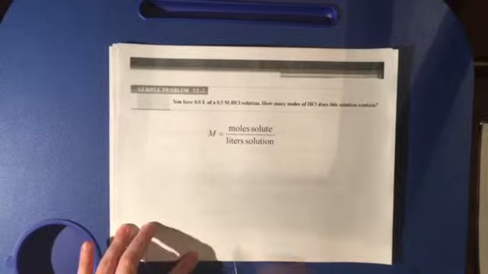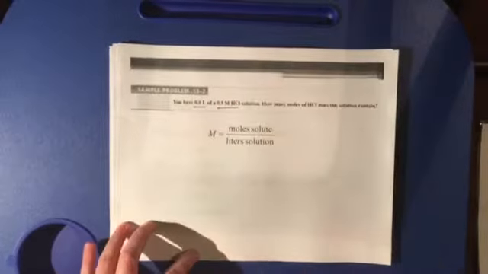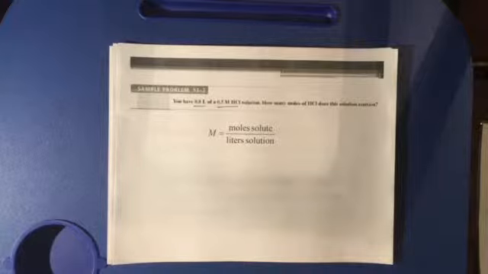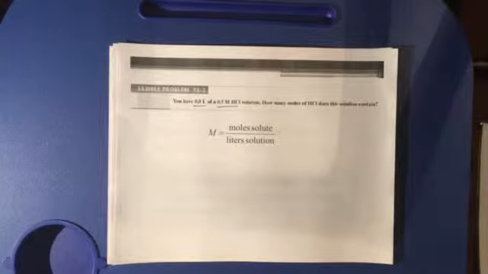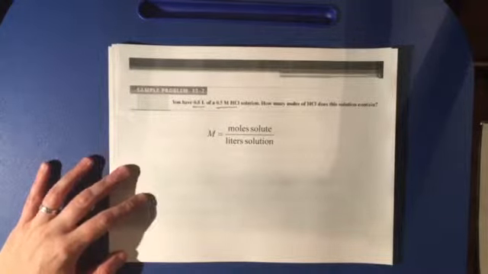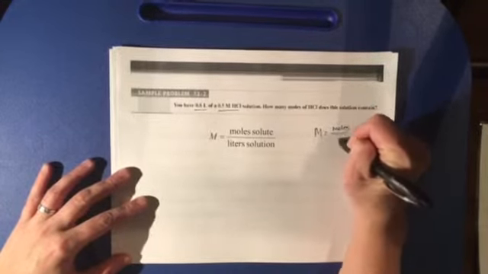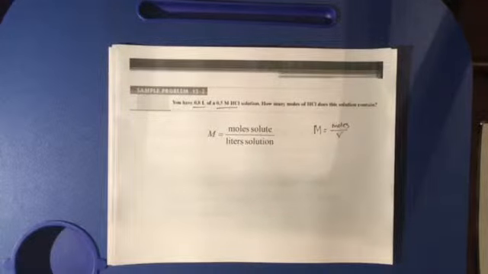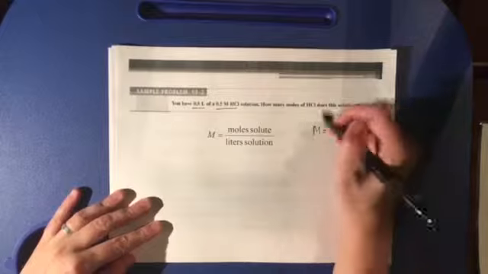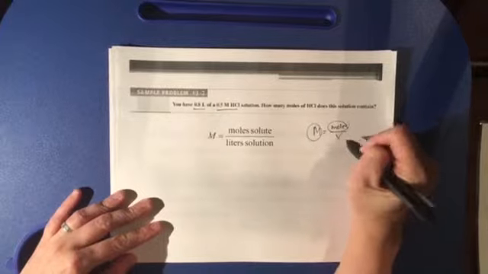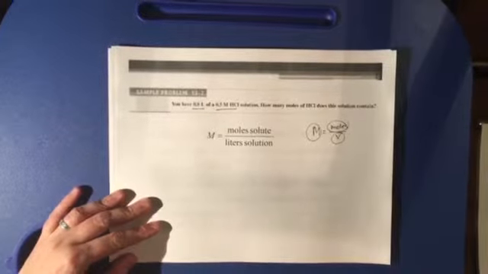Here, it says you have 0.8 liters of a 0.5 molar HCl solution. How many moles of HCl does this solution contain? And so there are 2 ways you can do this problem, and I'll do it 2 ways for you. The first one is just to look at it as an algebra equation where you have molarity is equal to the moles over the volume. And so because we're given the molarity and we are looking for moles, we're given the volume, and so we're just going to plug in that equation.